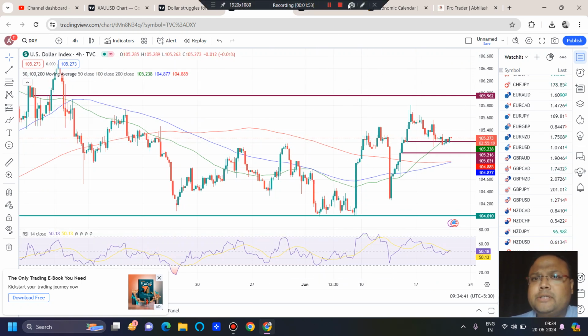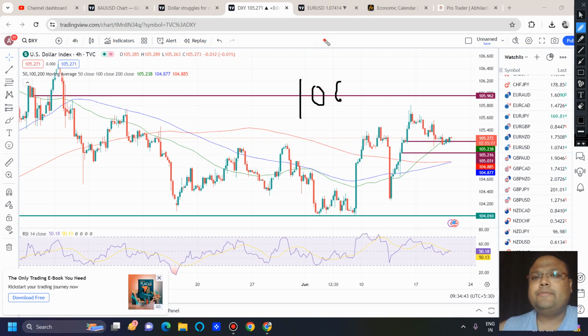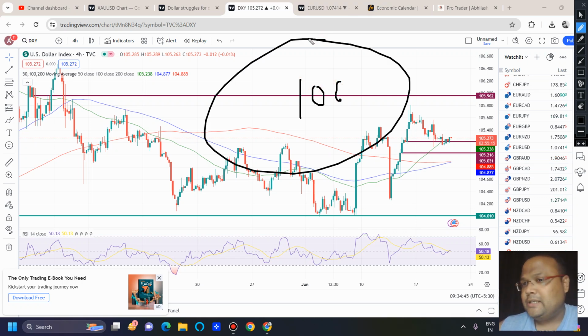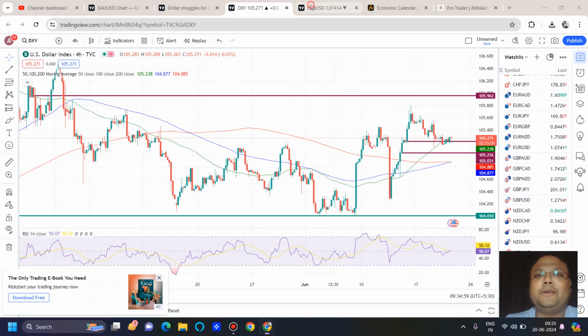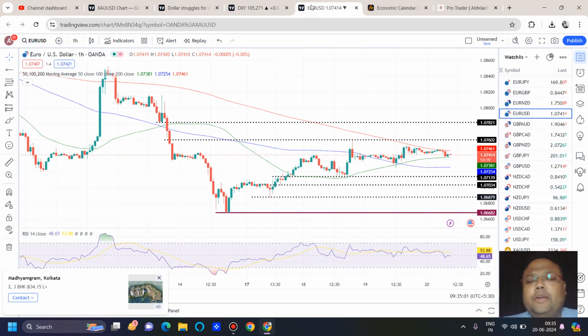And to continue the upside, dollar needs to cross the 106 level, and right now we can obviously see in front of our eyes that the situation is not in favor of the dollar. Dollar is flat, and right now the chances of market breaking 106 even after news are very less. Let's wait and watch. Time will speak. Now Euro USD.